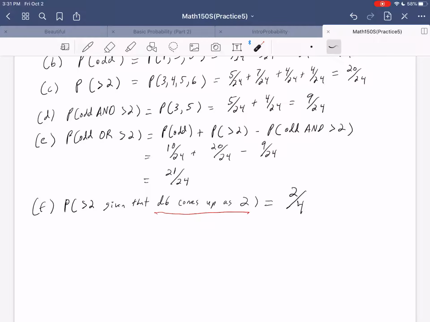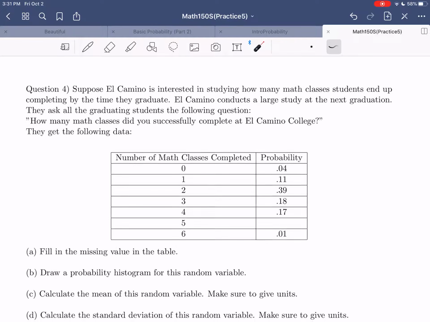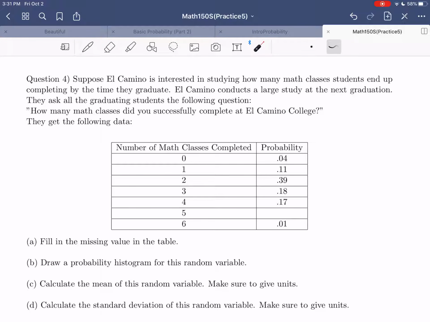All right, let's wrap up this worksheet with the last question, which involved a discrete random variable. So for question 4, this was a discrete random variable, which is sort of the intersection of statistics and data with probability. In this one, we were supposing that El Camino is interested in studying how many math classes students end up completing by the time they graduate. So El Camino conducts a large study at the next graduation. They ask all the graduating students, how many math classes did you successfully complete at El Camino College? So they get the following data.